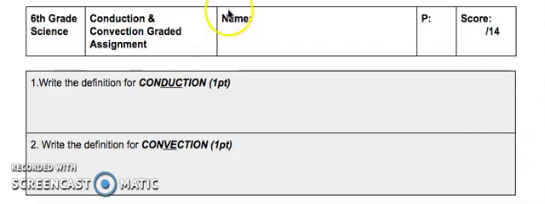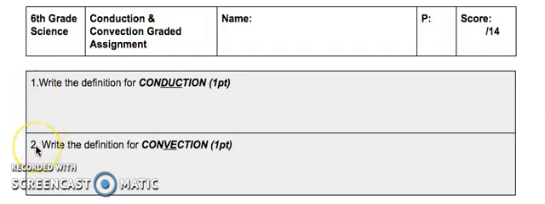Hi scientists, today you are doing your conduction and convection graded assignment. So first make sure your first name and your last name is in this box. What hour do you have science? And then your teacher will write your score here when we grade it. It is out of 14 points. So let's take a look at number 1.